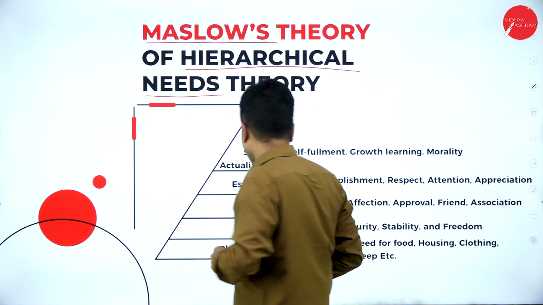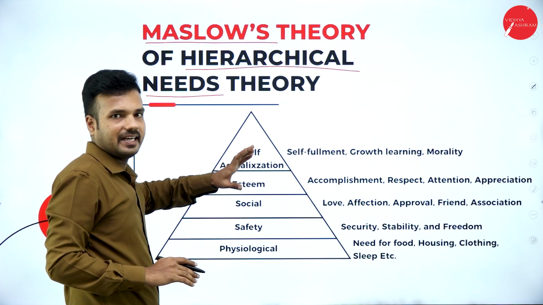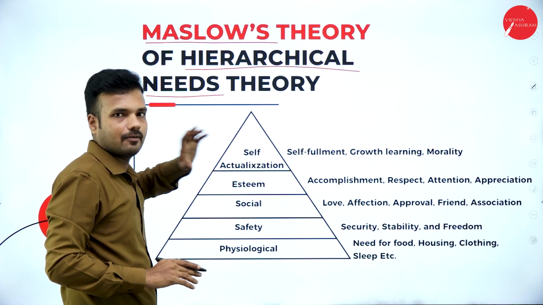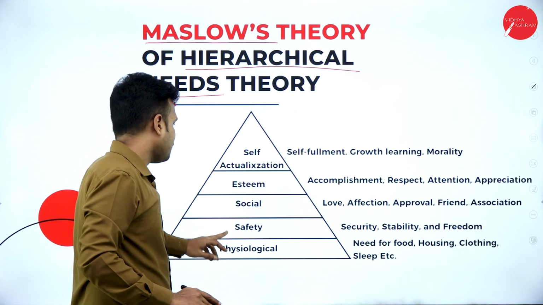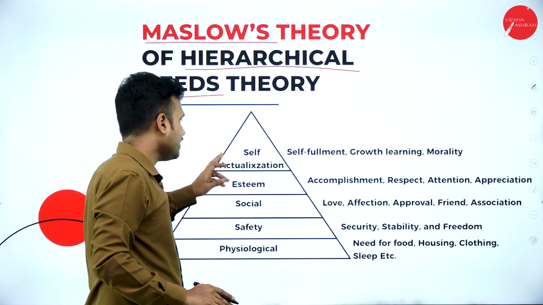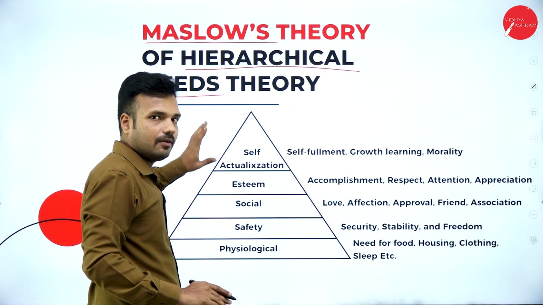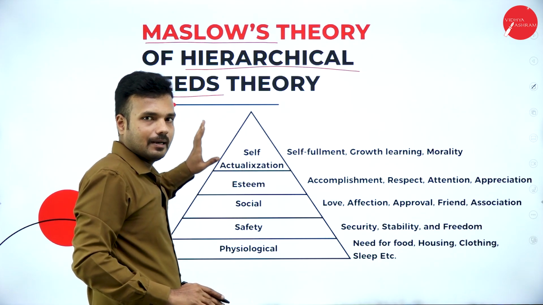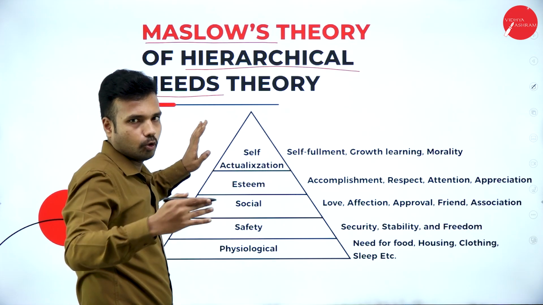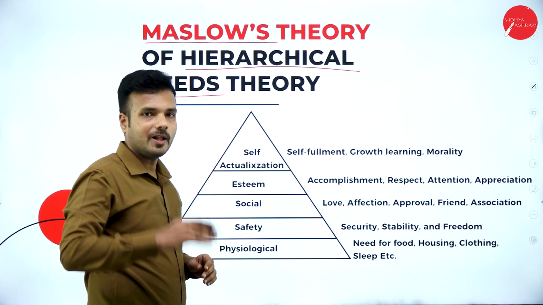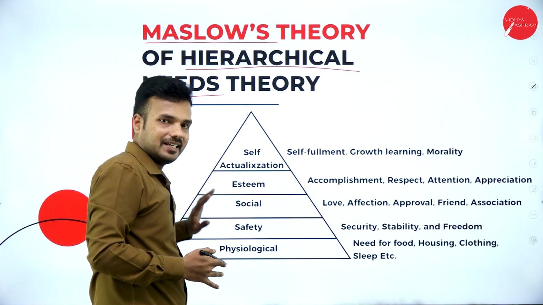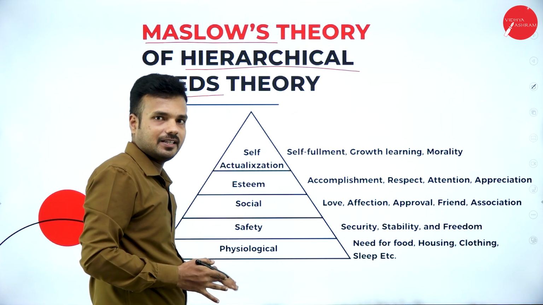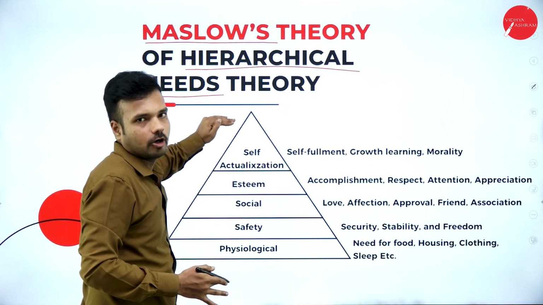So which are the 5 needs that are required to motivate the employees? The first one is physiological need, then safety need, social need, esteem and self-actualization need. These are the 5 needs required for employees to get motivated, right? All the theories that we are going to study go from the top to the bottom, but in this theory we are going to study from the bottom to the top, right?